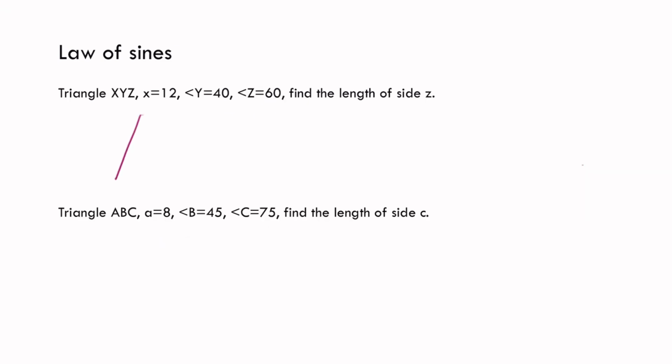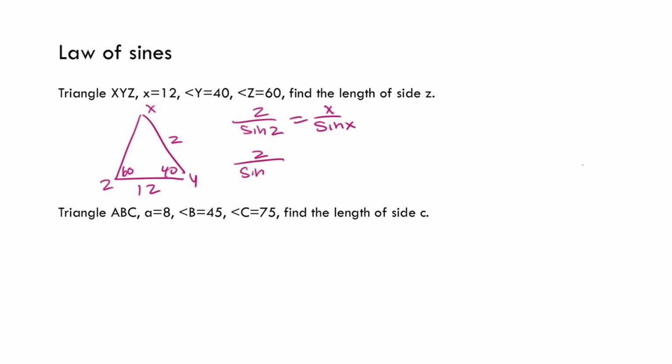Okay, here are just a few practice problems. Triangle XYZ, where x is equal to 12, y is equal to 40 degrees, z is 60 degrees, and we're trying to find the length of z. So we can do z over the sine of z is equal to x over the sine of x. So we know that the sine of z is 60 degrees, x is 12, and to find the angle x, we can just do 180 minus 40 plus 60, which is equal to 80 degrees. Okay, now we can just cross multiply and solve for z.